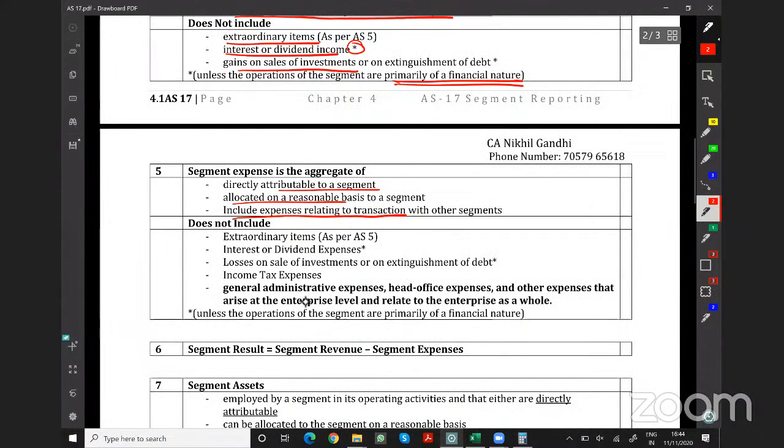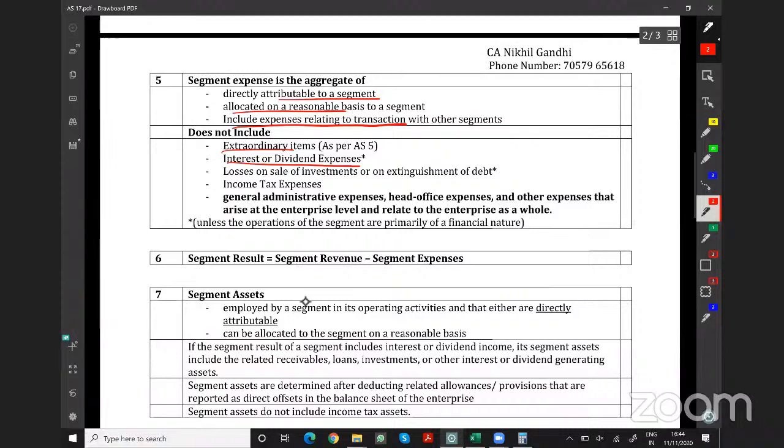So for Geo, it will be revenue, and for Reliance Retail and Reliance Oil, it will be the expenditure. Okay? Not to be included are extraordinary items, interest and dividend expenses, unless your primary business is of a financial nature, losses on sale of investment, income tax expenditure, general administrative expenditure, head office expenditure, and other expenses that are at the enterprise level and related to the enterprise as a whole. Like Reliance is paying Mukesh Ambani a salary of 15 crores. 15 crores cannot be allocated between Geo, retail and oil. So you should not treat it as segment expenditure.